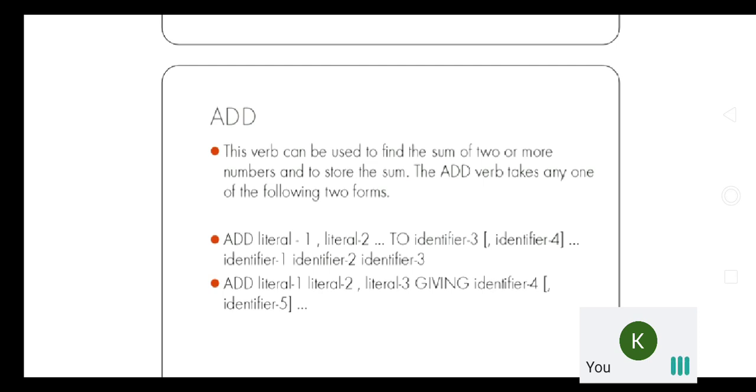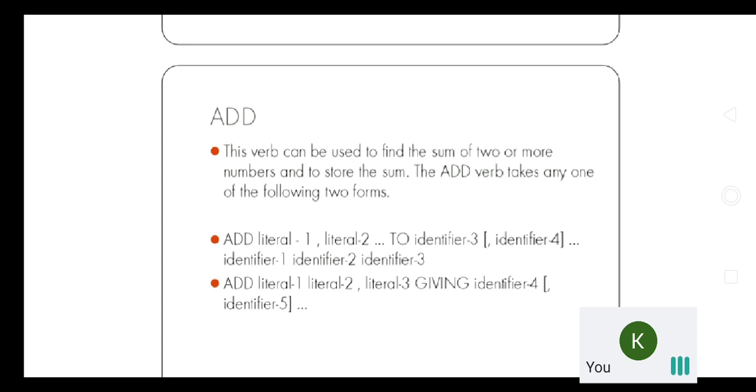The first verb that we're going to discuss here is ADD. Using this verb we are going to do the addition process between two identifiers, two data item names, two literals, or both identifiers and literals. Basically, it could be used to find the sum of two or more numbers. So we're going to do some addition operation and produce a resultant value.